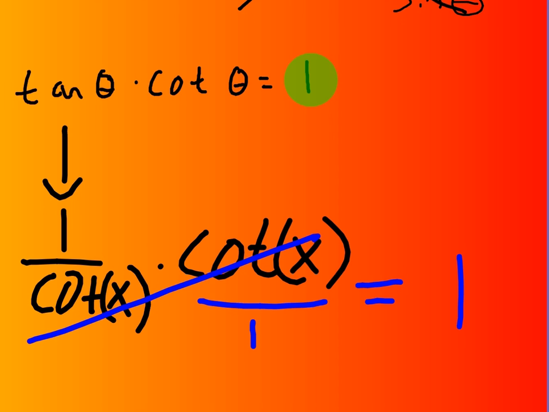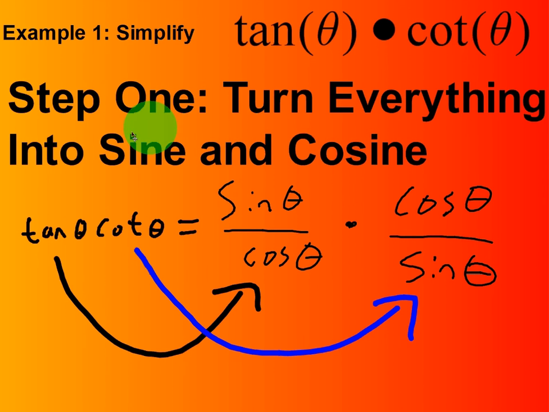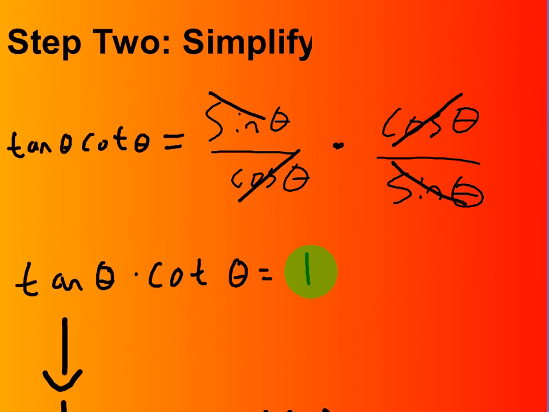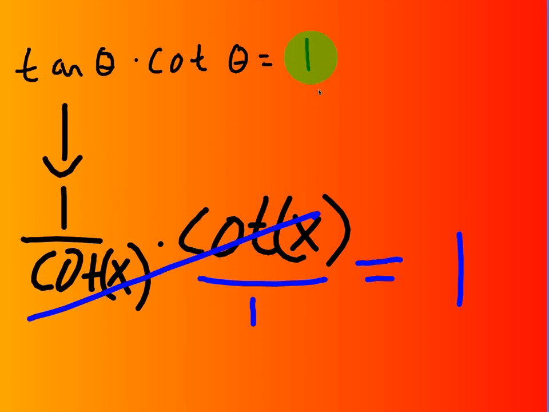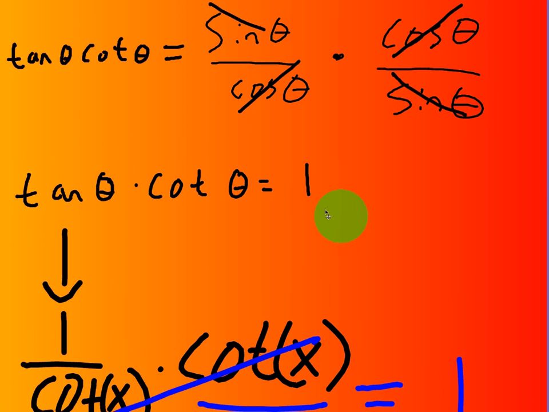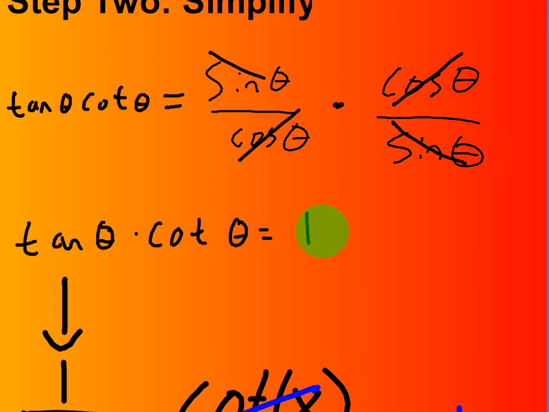So either way works, but again, for me, if you turn everything into sine and cosine, it will always work. The second way that I just did this, using that reciprocal identity, will not always work, especially when you get to some of the more complex problems. But this is the easiest way, and if you did happen to see that, congratulations. By all means, use that. If you have any other questions about this example, let me know.